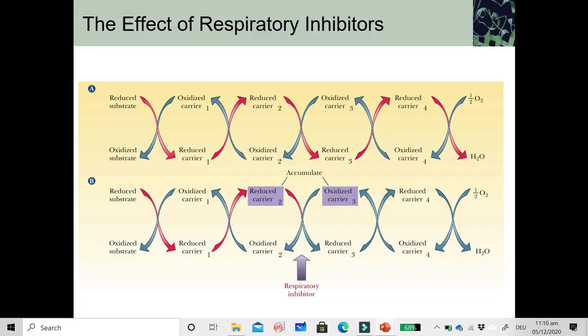And so you know that the reaction catalyzed by the enzyme responsible for the reduction of oxidized carrier 3 must happen after the reduction of oxidized carrier 2. So this way you're able to map the positions of the electron carriers along the electron transfer chain.